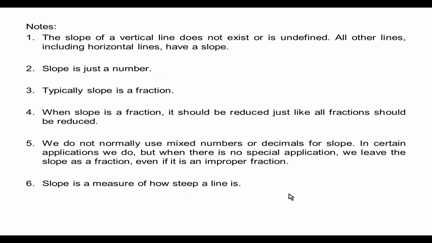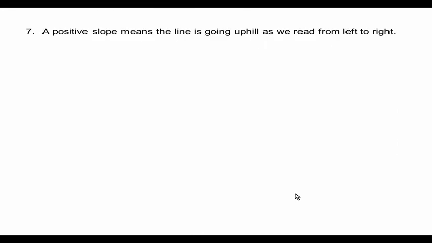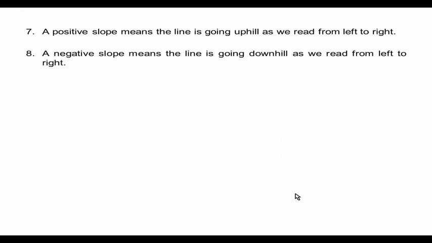Number 6, slope is a measure of how steep a line is. In absolute value, the greater the slope, the steeper the line. Number 7, a positive slope means the line is going uphill as we read from left to right. Remember, that was also the definition of increasing, that you're going uphill as you read from left to right. So positive slope means the line is an increasing function. Number 8, a negative slope means the line is going downhill as we read from left to right. And as you recall, that was the definition of decreasing. So a negative slope means we have a decreasing function.